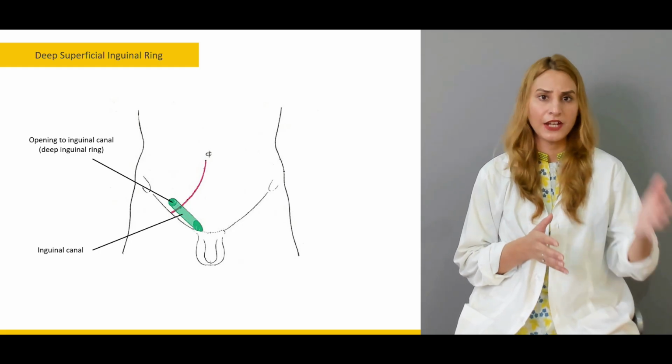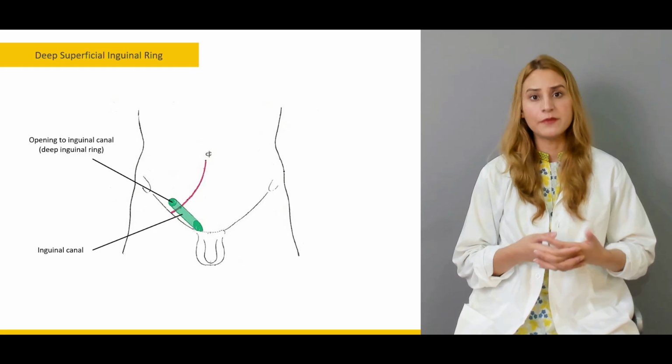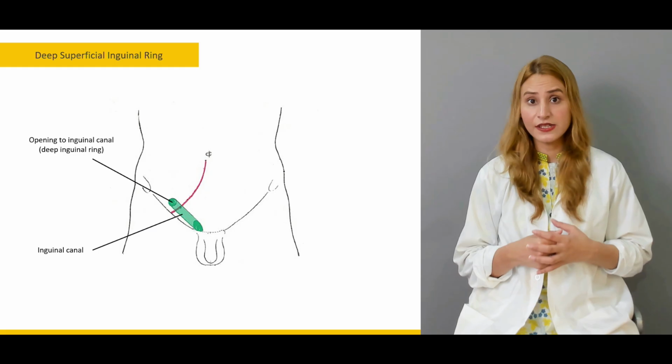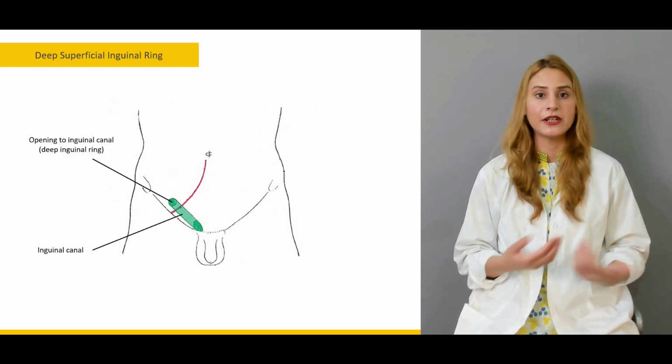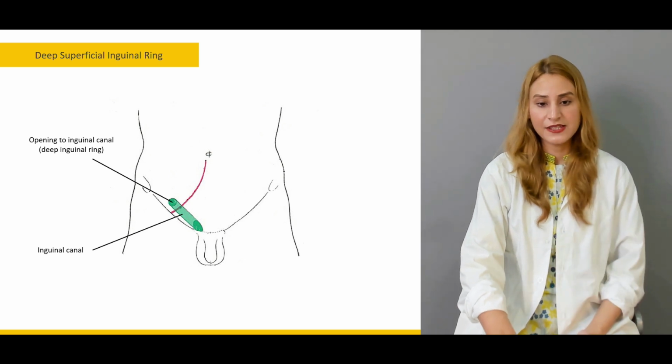In males, we have the testicular artery, the testicular vein, the lymphatics, and of course the vas deferens. But in females, it's the round ligament of the ovary and the round ligament of the uterus, which is passing down from this inguinal canal.